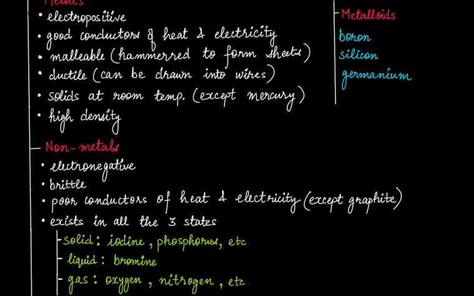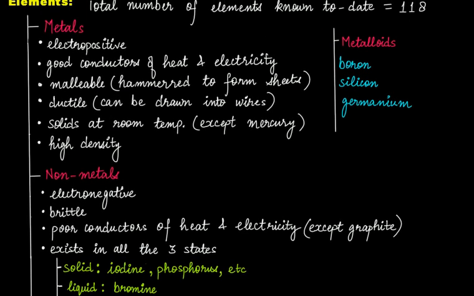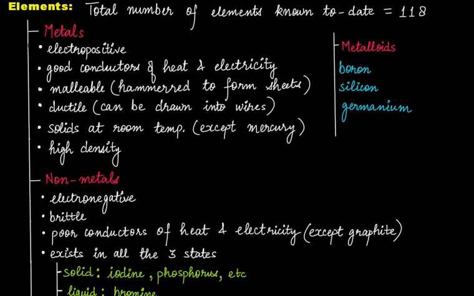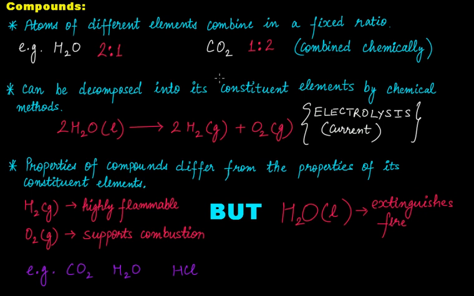And then we have discussed metalloids. That is, they act both as metals and non-metals. Examples are boron, silicon, and germanium. And now let's move to compounds. In the case of compounds, atoms of different elements combine in a fixed ratio. Example, H2O, water. So what's the ratio? 2:1. You cannot change this ratio. It can't be like that in India it's H2O, but in the USA it's H3O.